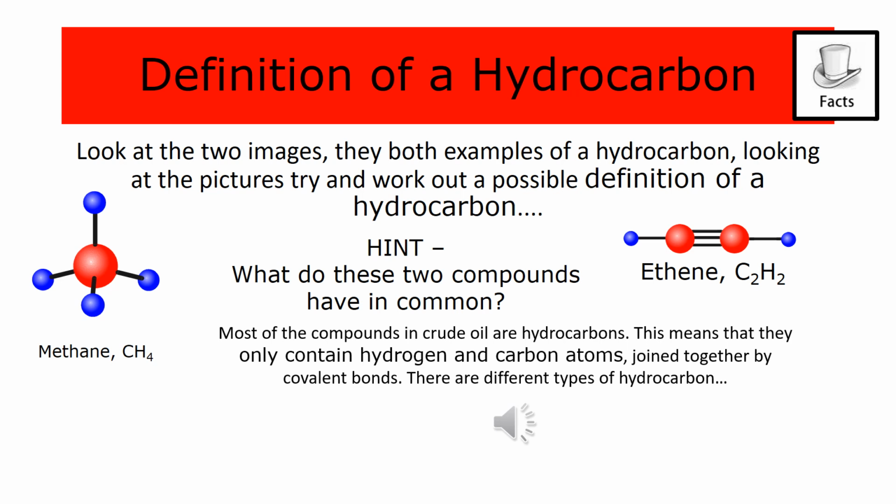Right, now look at the two images. They are both examples of a hydrocarbon. Looking at the pictures, try and work out a possible definition of a hydrocarbon. The diagram on the left-hand side is the molecular structure for methane. The formula for methane is CH4. The diagram on the right-hand side is the molecular structure for ethene, and the formula for ethene is C2H2. You need to work out a possible definition. What do these two compounds have in common? Pause the video now and work out the definition.